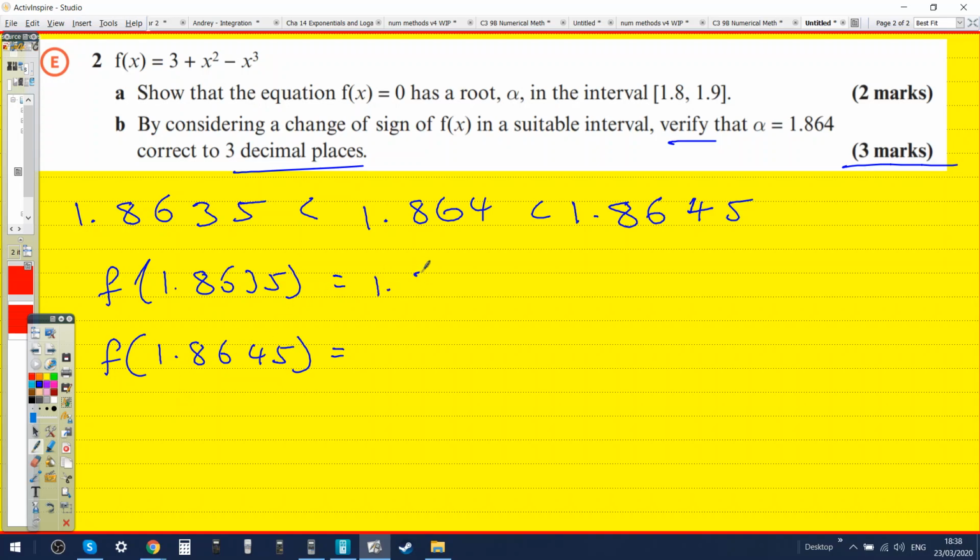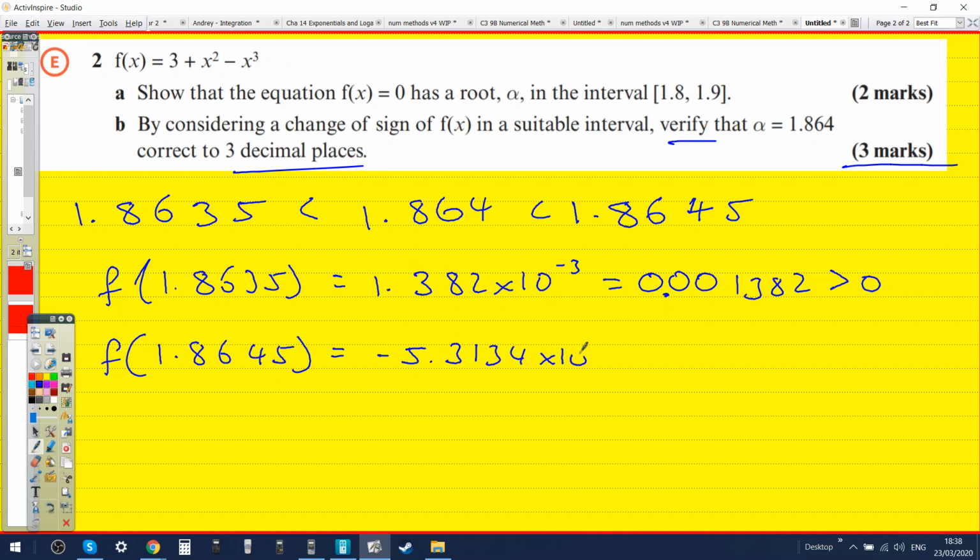1.382 times 10 to the minus 3. So that's a number that's very close to 0, and positive. How about the other one? The other one is 4.5 minus 5.3134 times 10 to the minus 3. So with this, what we're finding is that the root is in between these two bounds, basically.